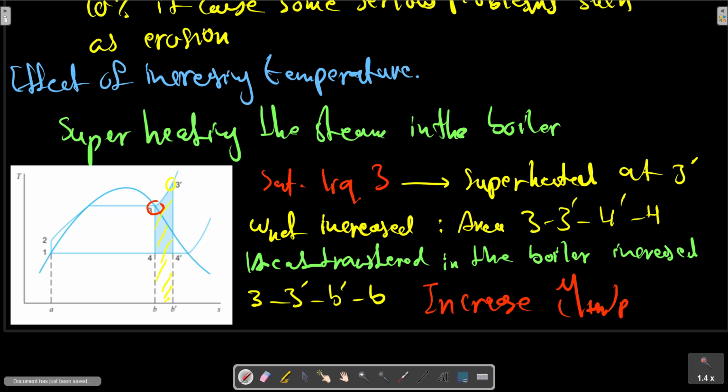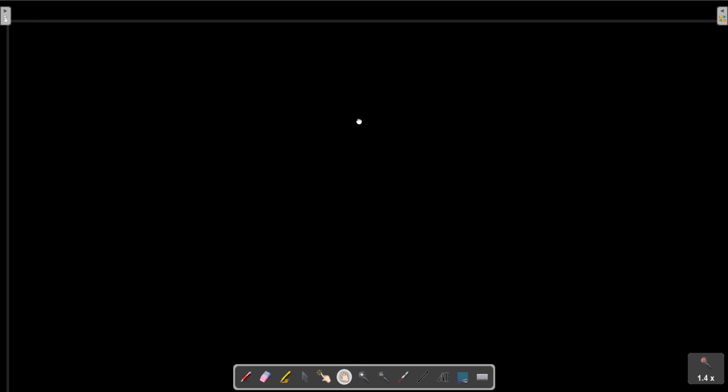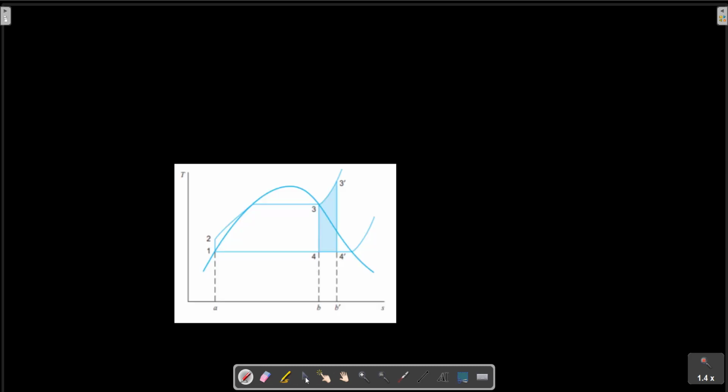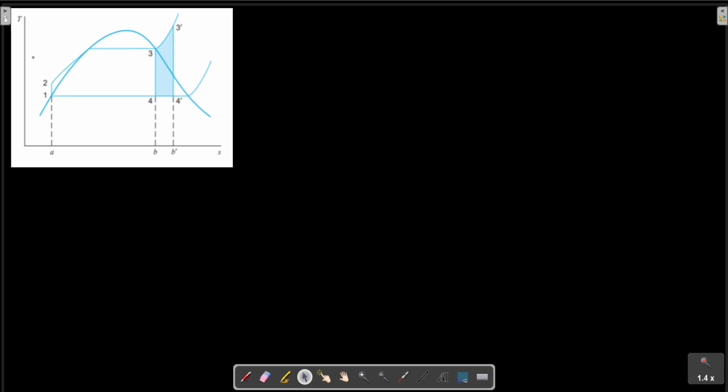By the area of 3 prime, B prime, B, this area. Since the ratio of these two areas is greater than the ratio of net work to heat supplied for the rest of the cycle, it is evident that, at a given pressure, superheating the steam increases the Rankine cycle efficiency.